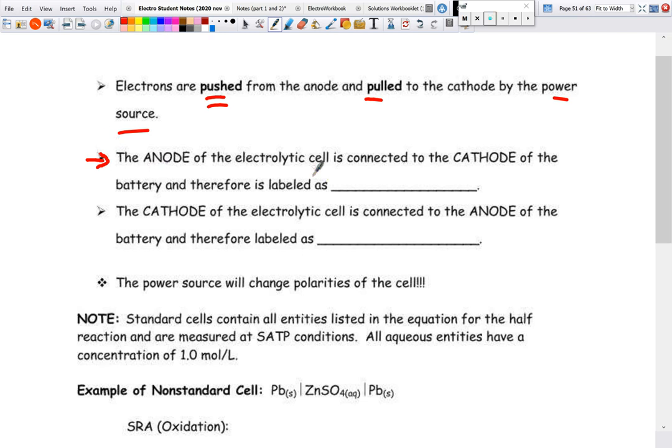Now, the anode of an electrolytic cell is connected to the cathode of the battery. So because the cathode of a voltaic cell was the positive terminal, therefore, the anode of our electrolytic cell is going to be labeled as positive. And likewise, the cathode of our electrolytic cell is connected to the anode of our battery. Now, normally the anode of a voltaic cell is negative. So that means the cathode of our electrolytic cell is going to change polarities and also be negative.